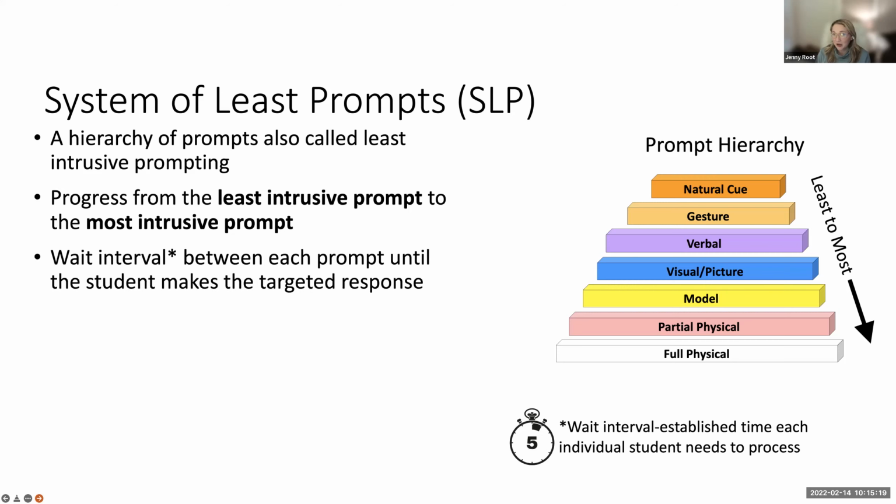You then need to consider what the wait interval is between each prompt until the student makes a targeted response. The wait interval is how much time you are going to give the student to process before you provide the next level of prompt. Remember, not the same as time delay. Time delay is a systematic instructional strategy. The wait interval is how much time we're giving students to respond.